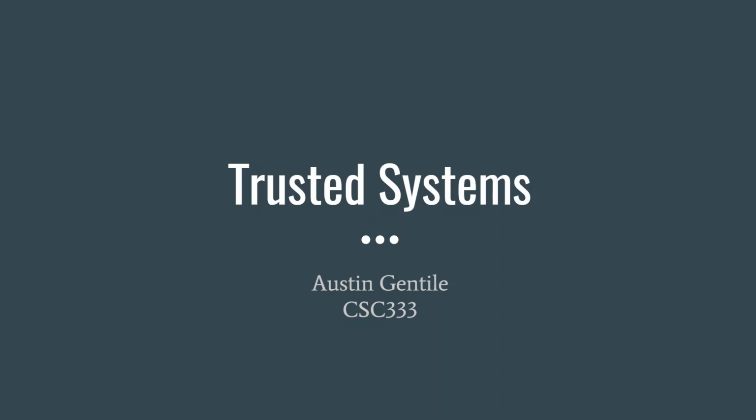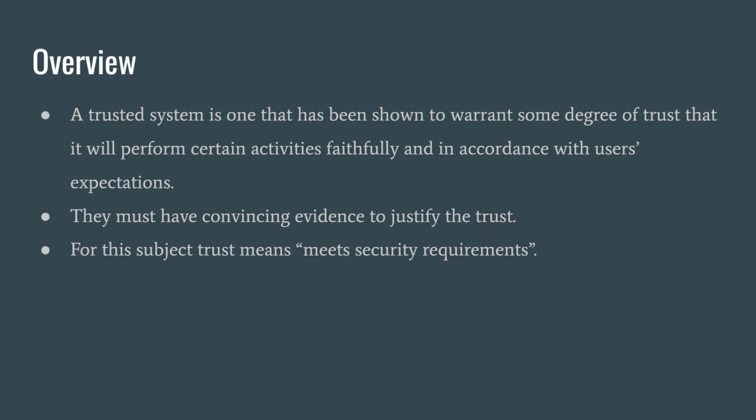This presentation is going to be on trusted systems. So, to start with an overview, a trusted system is an operating system that has proven in some way that it can be trusted and meets the requirements to be secure. This is a type of operating system that is designed from the ground up with security as its main purpose. And when this is done, certain other areas, such as functionality, tend to fall behind. The trust it creates entails being able to carry out activities in a way that agrees with the user's expectations.